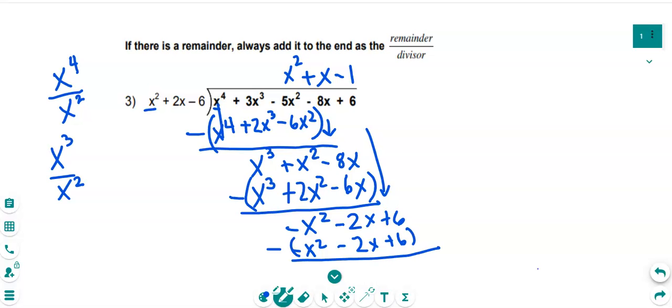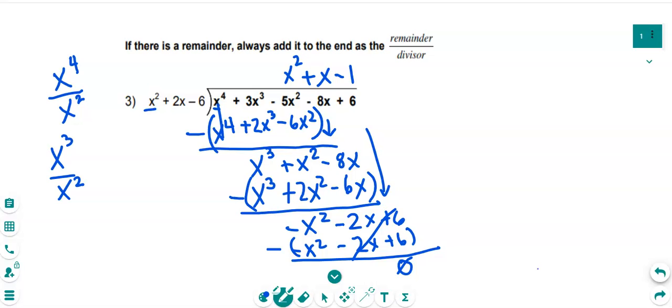And we can see that everything's going to cancel out. So negative x squared minus minus becomes a plus, so that cancels out. Negative 2x minus minus, that cancels out, and 6 minus 6. So everything subtracts out, and you get 0. So there's no remainder. So our answer, when we divide these two polynomials, is x squared plus x minus 1 with no remainder.